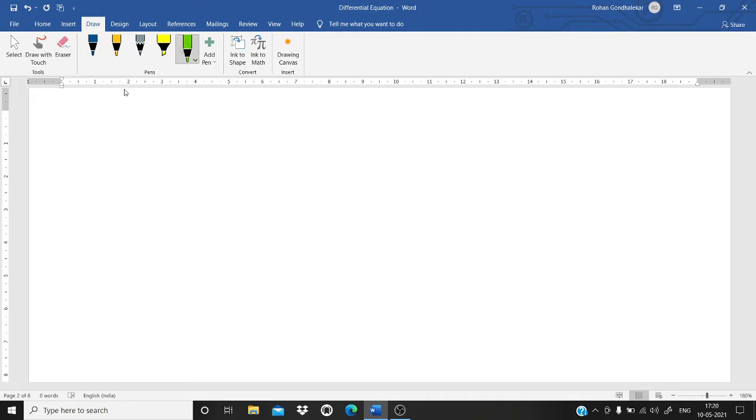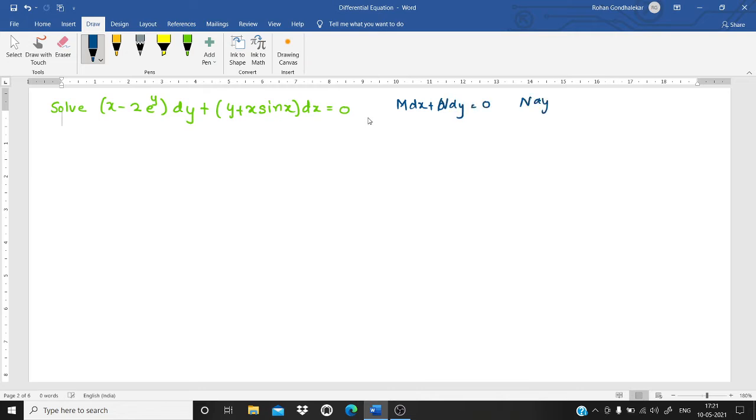Solve. The question is solve (x minus 2) e raised to y dy plus (y plus x sin x) dx is equal to 0. Now we try to express this differential equation in the form of M dx plus N dy. But here they express it as N dy plus M dx is equal to 0. So no worry about it.